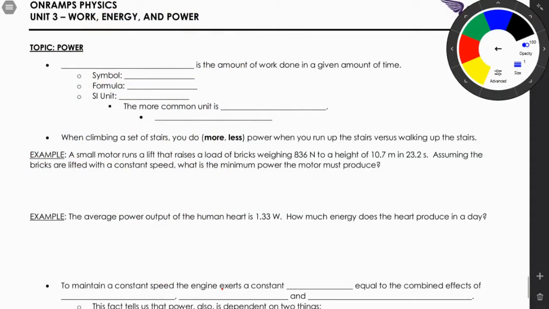So the last thing in this unit is to talk about power. Remember, it's WEP, right, which is work, energy, and power. So the last thing we're here to talk about is this concept of power. So power is the amount of work done in a given amount of time.